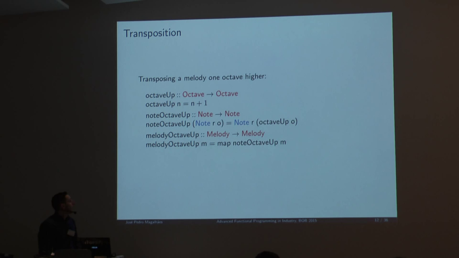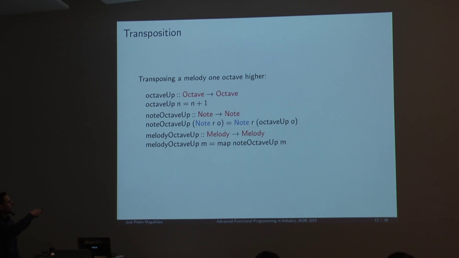Transposition means taking something that is played at one octave and moving it one octave higher or lower, so I can take this chord and transpose it one octave higher by just playing all its notes one octave higher. You can do the same for a melody, you just transpose each of the notes of a melody one octave higher. So how do we do that?